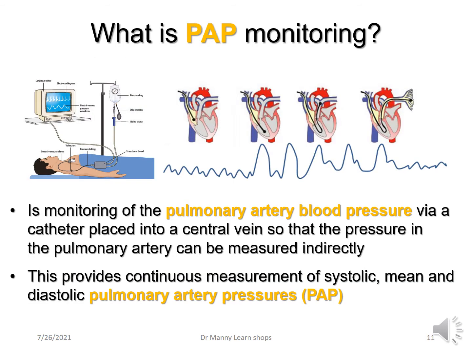So, what is pulmonary artery pressure monitoring? Well, pulmonary artery pressure monitoring is monitoring of the pulmonary artery blood pressure via a catheter placed into a central vein so that the pressure in the pulmonary artery can be measured indirectly. This provides continuous measurement of the systolic, mean and the diastolic pulmonary artery pressures.